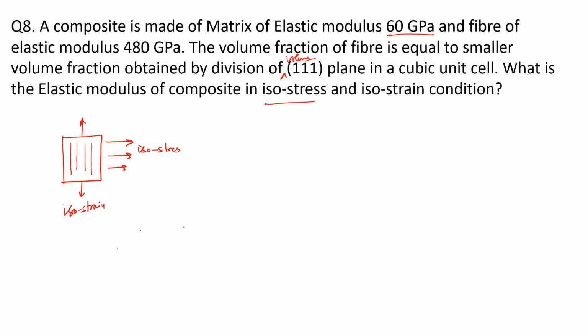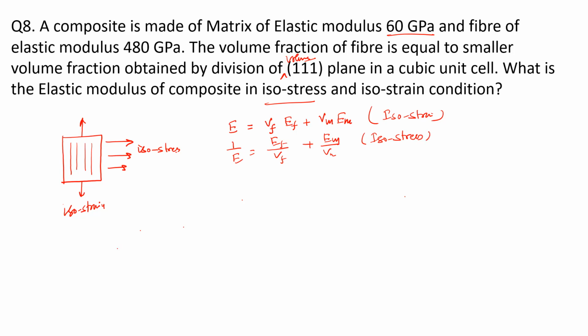So what is the formula? We know E is equal to volume fraction of fiber times elastic modulus of fiber plus volume fraction of matrix times elastic modulus of matrix. This is for the case of isostrain. What is the formula for isostress? It is 1 by E is equal to VF by EF plus VM by EM. This is for isostress.